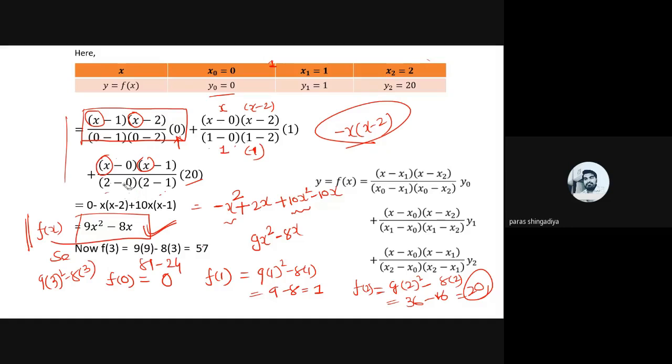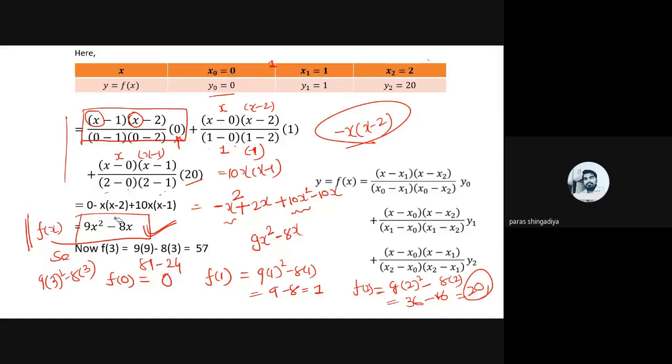And the third term, that is x minus 0, means x, times x minus 1 in the numerator. In the denominator it will be 2 minus 0 into 2 minus 1, means 2 and multiply 20 by 1, 2 that is 10. So it is 10x into x minus 1. Clear?